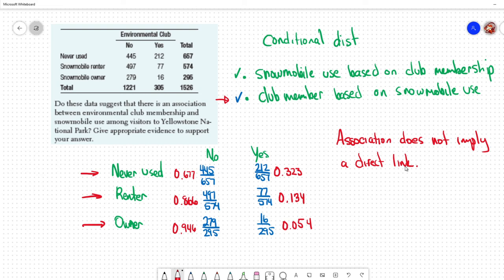So it's not because I touch the snowmobile, I hate the environment. Like, it's not a direct link. Maybe there are other factors, mitigating circumstances in between those two that cause this association to occur. I cannot say that it's just because they're using a snowmobile that they are not a member of the environmental club. So if I eradicate all snowmobiles, these numbers will not be gone and everybody's not going to be in the environmental club. No, there might be other things at play.